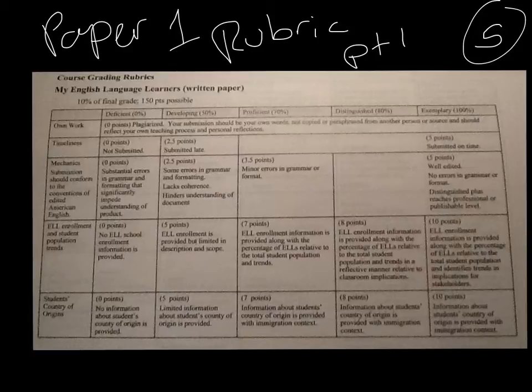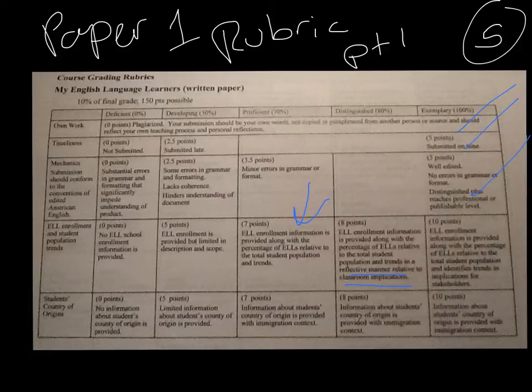So this is what the rubric for paper 1 looks like. It's in 3 parts. So again, it's on time, and it's your own work. It has been edited, there's no mistakes. So to just get the proficient level for ELL enrollment and student population, you just tell me what the ELL student population is and what the general student population is. However, to receive more credit, you tell me about the classroom implications and you reflect on what the demographics mean to you.